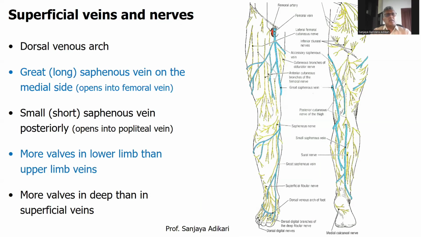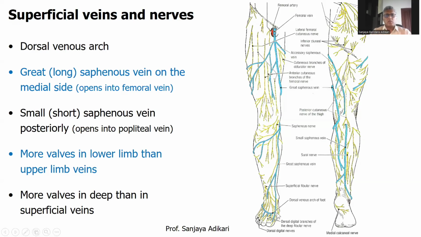Then we will start with the superficial veins and nerves. Now, the superficial venous system starts from the dorsal venous arch. Of course, there are veins from the sole draining through the metatarsal bones into the dorsal venous arch, especially when you walk. The venous blood will get pumped into the dorsal venous arch.